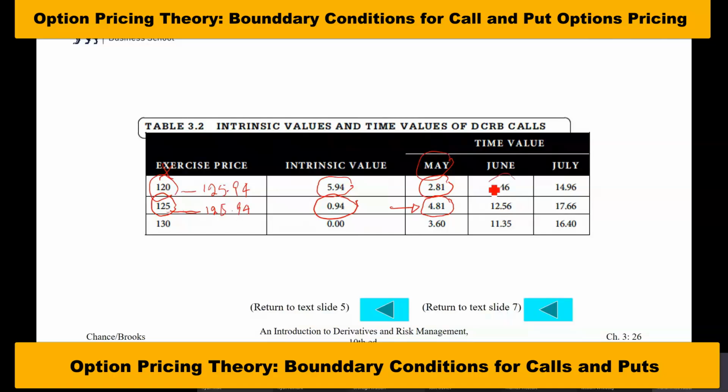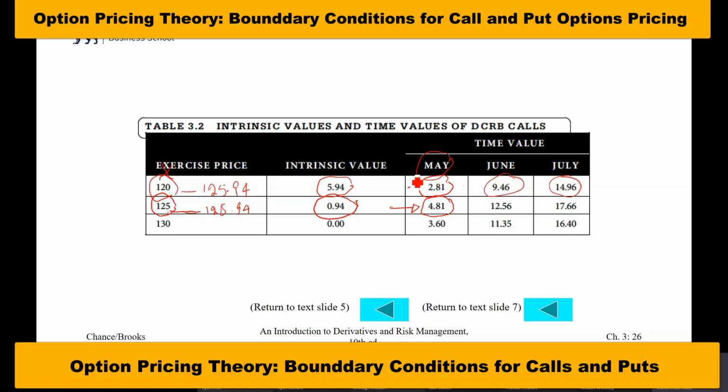And again, have a look here. The longer the time to expiration, the higher the time value of money. So you see the June option, all these options have the same exercise price: 120, 120, 120. But because they are expiring in a longer period, keeping other things constant, the option that has the longer maturity has the higher time value of money.